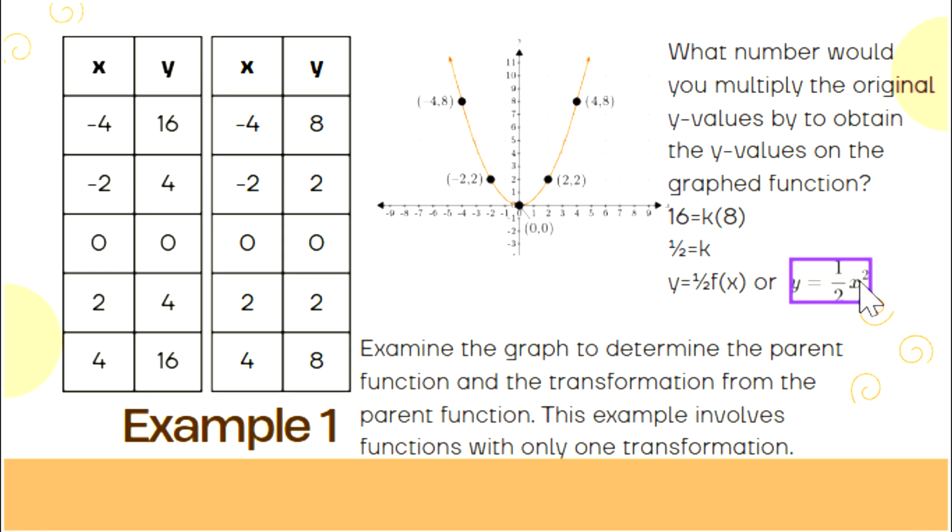This x squared comes because it's a parabola. The original parent formula is y equals x squared. Okay, so because this has been shrunken, squeezed in, it's y equals 1/2 x squared. That's how they came up with that formula. We're going to do it again.